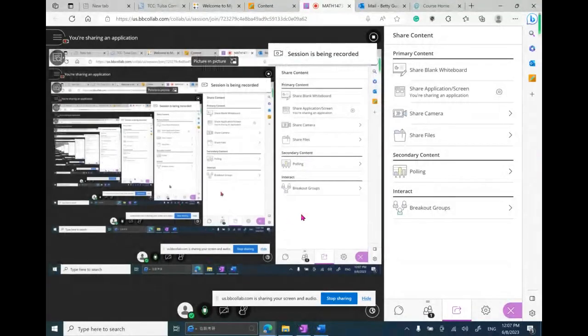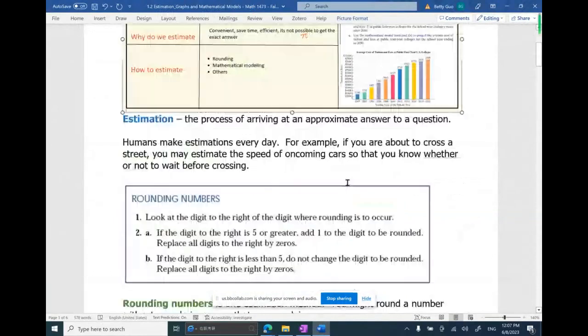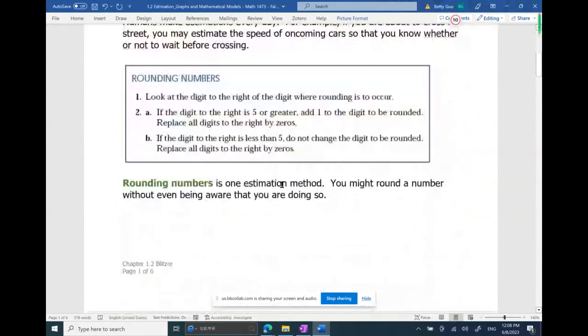Hello class, in this video we are going to cover section 1.2, estimation, graphs, and mathematical model. In my table note, I briefly introduced what is estimation, why do we need to estimate, and how to estimate. In our book, we have two ways to estimate, rounding and modeling. Let's look at examples.